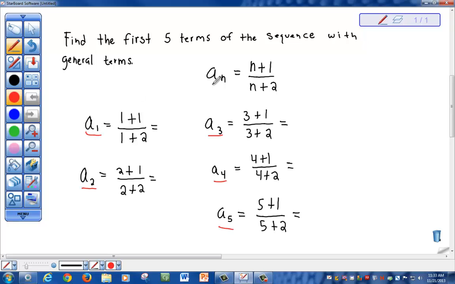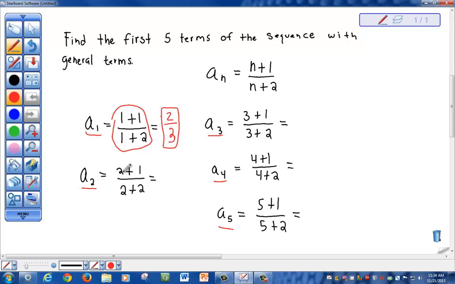As you see, a sub 1 looks similar to a sub n, so we are going to plug in 1 for the n. As I have written here, we have 1 plus 1 over 1 plus 2. So let's simplify. 1 plus 1 is 2, and 1 plus 2 is 3. So we have 2/3. We can't simplify 2/3, so a sub 1 is equal to 2/3.